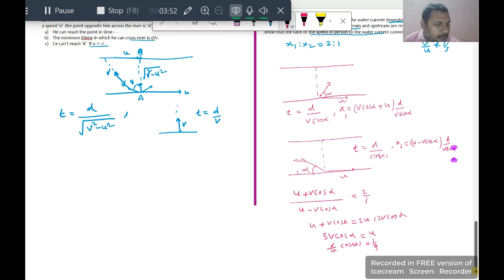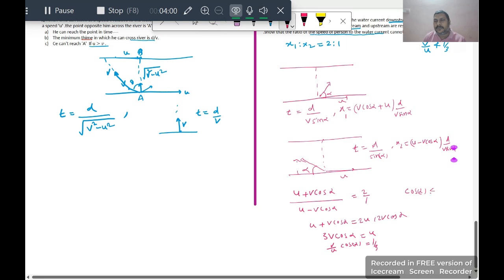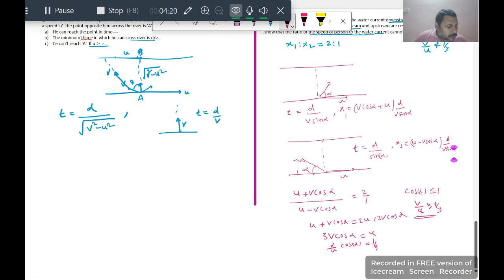So cos alpha is equal to u by 3v, and cos alpha is less than or equal to 1, since the positive cos alpha value is less than or equal to 1. So v by u is greater than or equal to 1 by 3. It should not be less than 1 by 3. That is what is being asked to find out. Here alpha values are less than 90, so cos alpha is less than or equal to 1. From cos alpha equal to u by 3v, v by u is greater than or equal to 1 by 3 is coming, so it is not less than 1 by 3.